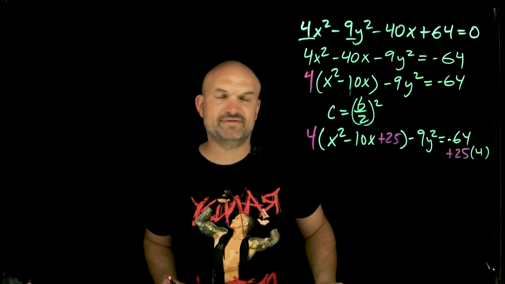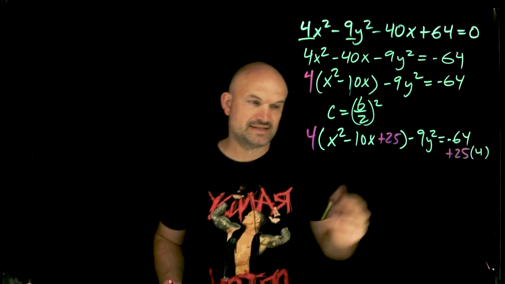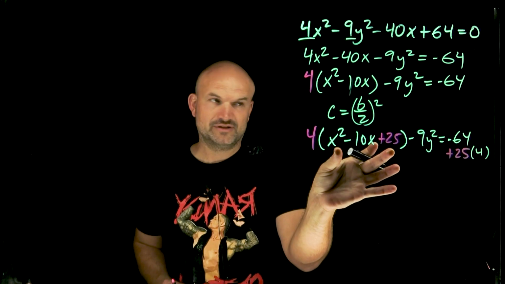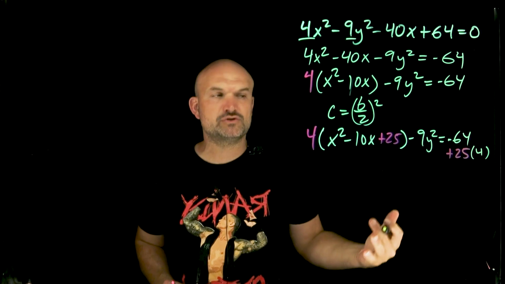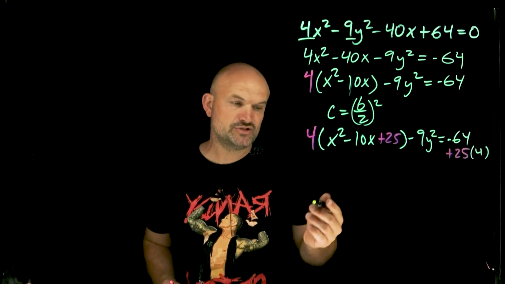Now, take a look. 25 times 4 is going to be 100. 100 minus 64 is going to be 36. The other thing I need to do is go ahead and factor this down. Hopefully you recognize that when you create perfect square trinomials, it can be factored down into a binomial squared.